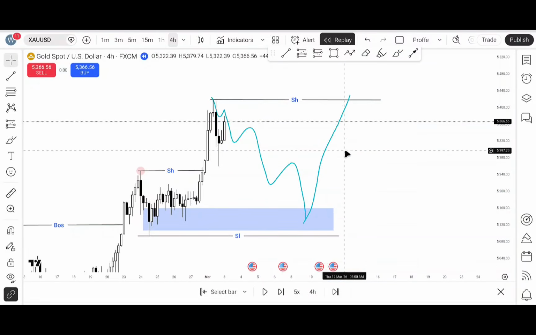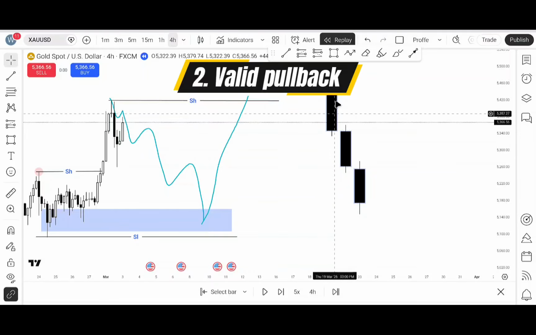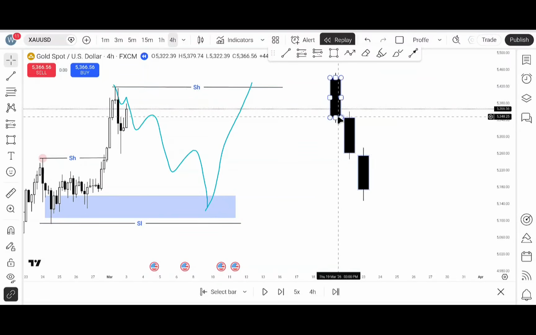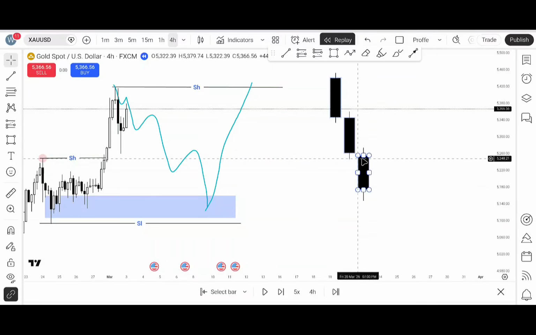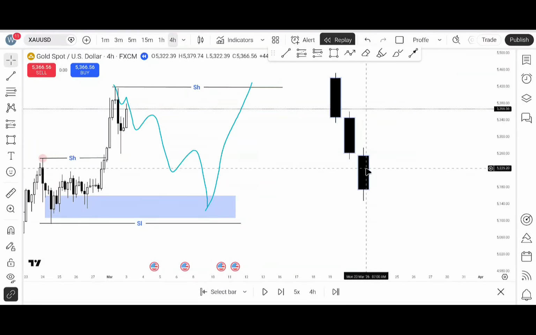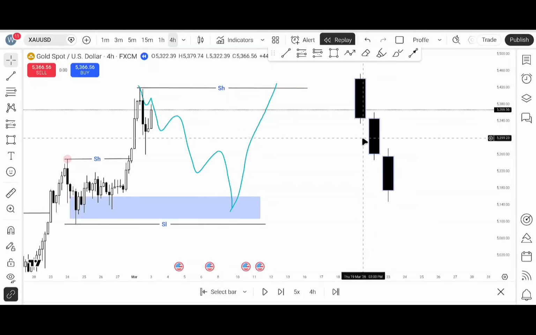Now this is where I introduce you to the second step, which is a valid pullback. For a pullback to be valid, we need to see at least 3 candlesticks pulling back simultaneously. You see, this one is pulling back, this one is following the step, this one is following. So this can be called a 3 candlestick pullback. At least we need to see 3 candles pulling back. 1, 2, 3. At least there must be 3.